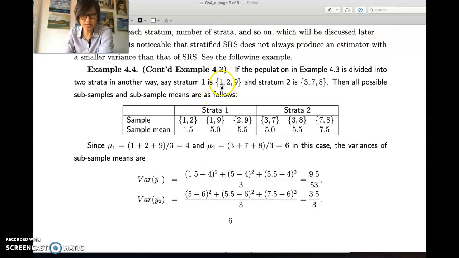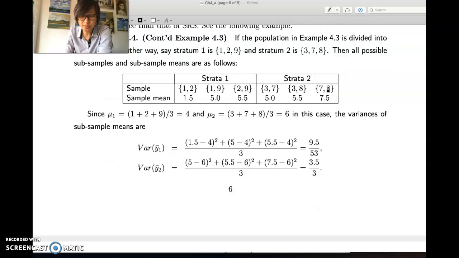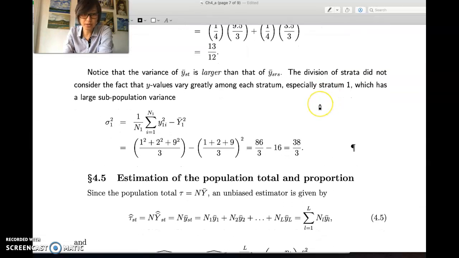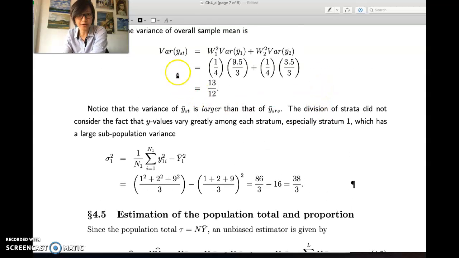So we can see that within stratum 1, 1 to 9, they are not very homogeneous. 3, 7, 8, they are not very homogeneous. This example shows that if we perform stratified random sampling and we do not carefully implement the stratification or divide the population into strata, that may result in an even higher variance of my y bar estimate.